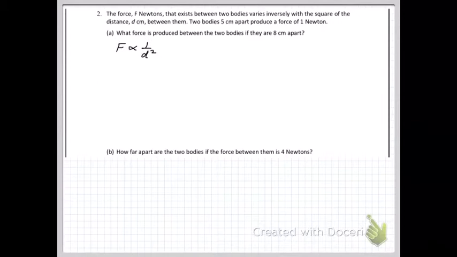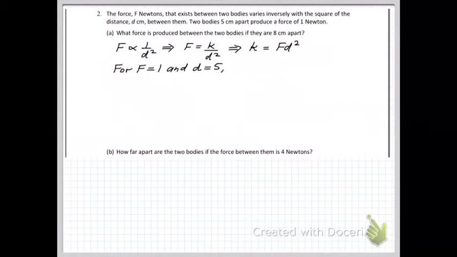So first of all, we start with interpreting the words. Force F is proportional to the inverse of the distance squared. That's 1 over d squared. Can you remember what we do to turn this into an equation? We introduce the constant k. And now we can rearrange that to give k equals F d squared.